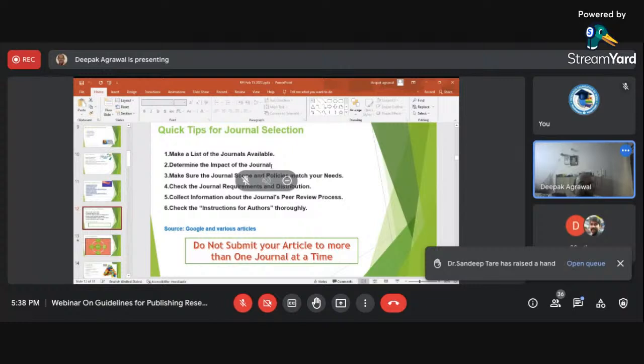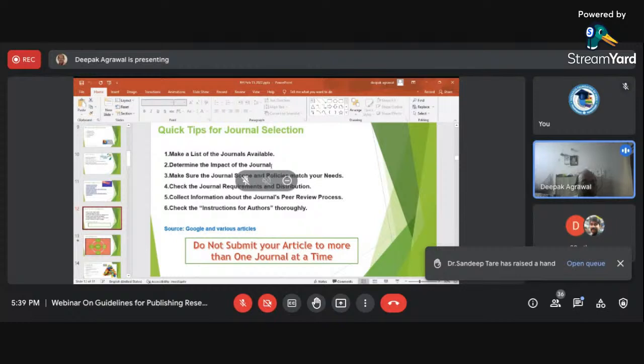Make sure the journal's scope and policies match your need. Check the journal requirements and distribution policy. Collect information about the journal's peer review process. Again, you can check whether it is a single peer review, double blind peer review, or any other peer review process they follow. Double blind peer review is considered more appropriate than any other type of review system. Check the instructions for authors thoroughly.